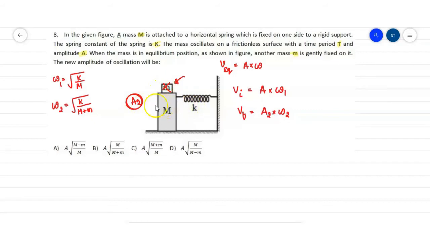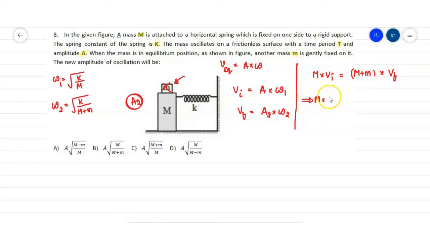Now when we are placing this block, there will be no external force acting in the horizontal direction. If there is no external force acting in the horizontal direction, we can conserve the linear momentum along the horizontal direction. So the initial momentum, which is capital M into vi, will be equal to the final momentum. Final mass is capital M plus small m into velocity vf. Now just substitute the values here.